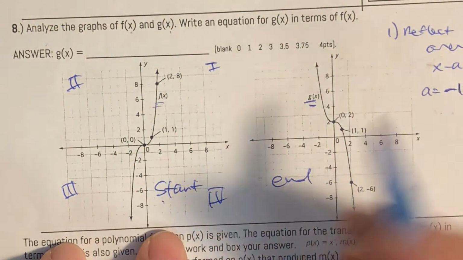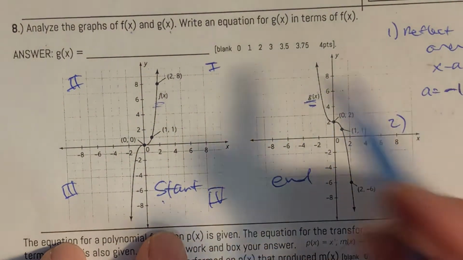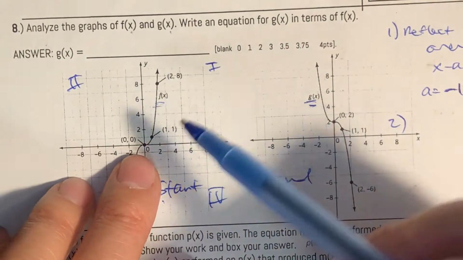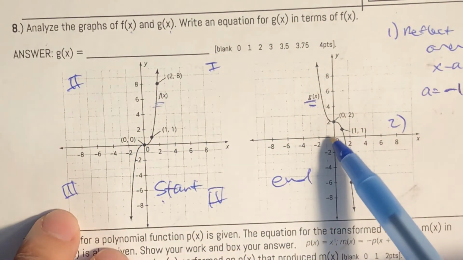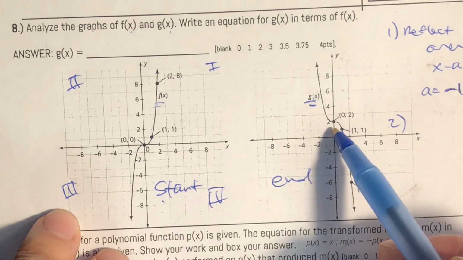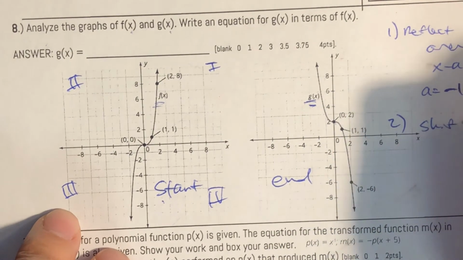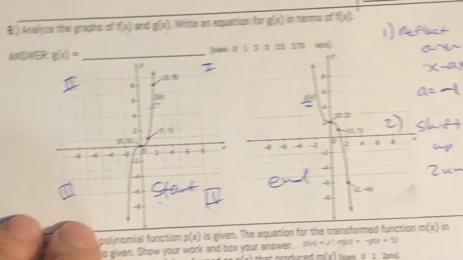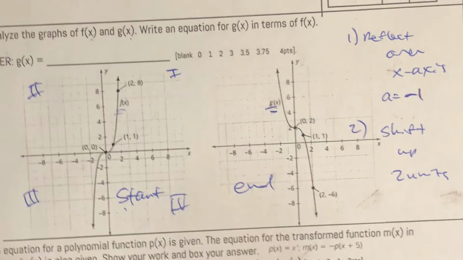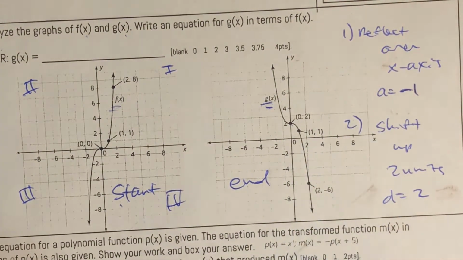And I hope that the numbers haven't changed. The second thing I've noticed, okay, if I do flip them, I notice that this point right in the middle is being shifted up 2 units. Shift up 2 units. So if I was using my formula sheet, the one going up or down would be your d value, and that would be a +2.